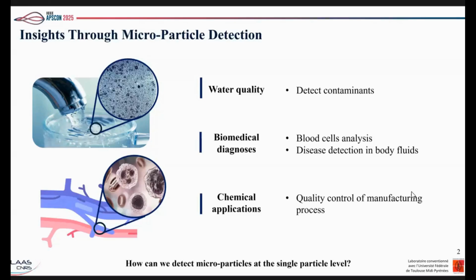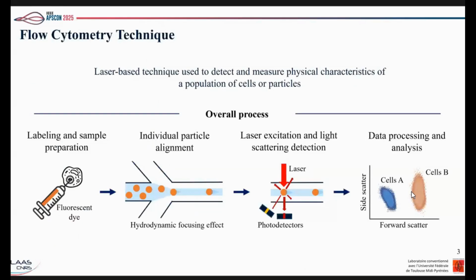So the question here is: what is the most established technique to perform this kind of analysis, how can we detect microparticles at a single particle level? The most established technique to perform this kind of analysis is called flow cytometry. This is a powerful laser-based technique in which we can extract information about cells. And in this diagram, you can see the main general steps.